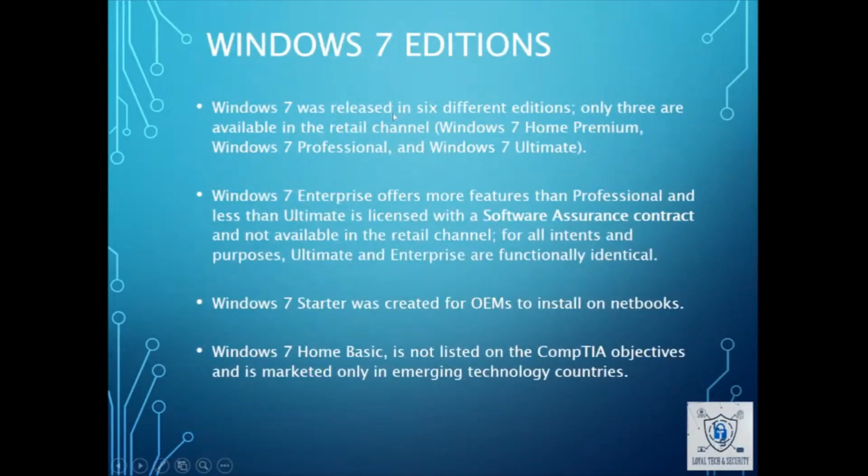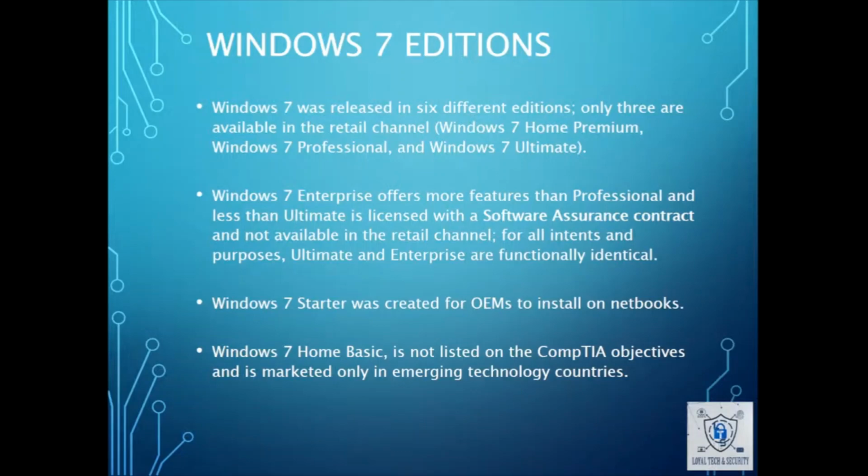अब Windows 7 के कितने editions थे? Windows 7 was released in 6 different editions. Only 3 are available in retail channel: Windows 7 Home Premium, Windows 7 Professional, and Windows 7 Ultimate. जो रिटेल के अंदर जो अवेलेबल हैं वो ये 3 एडिशंस थे.